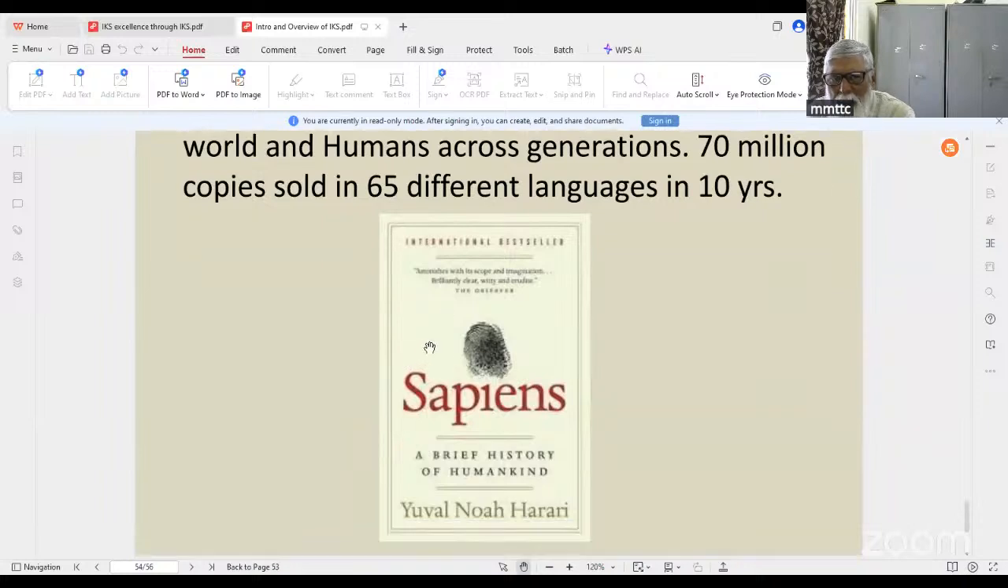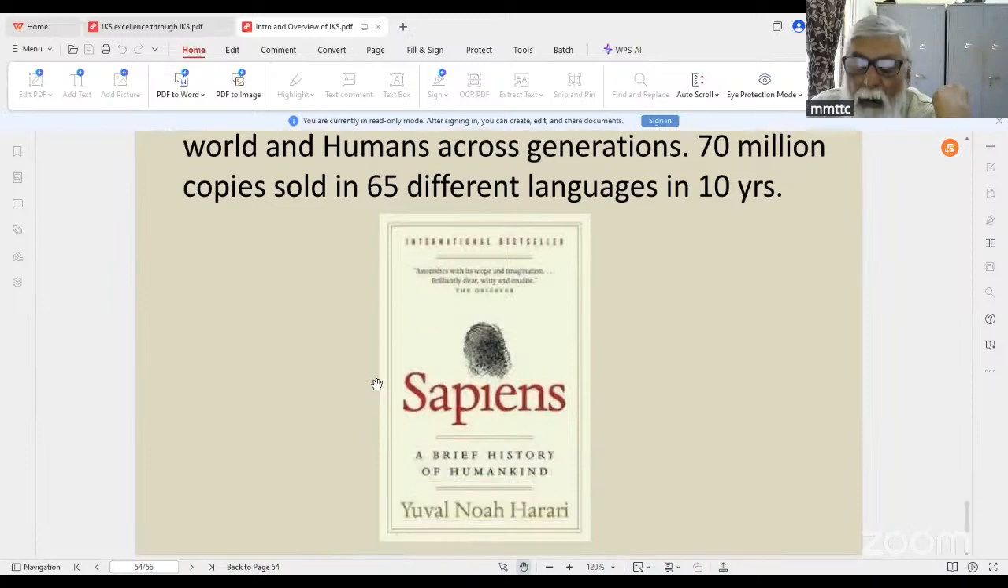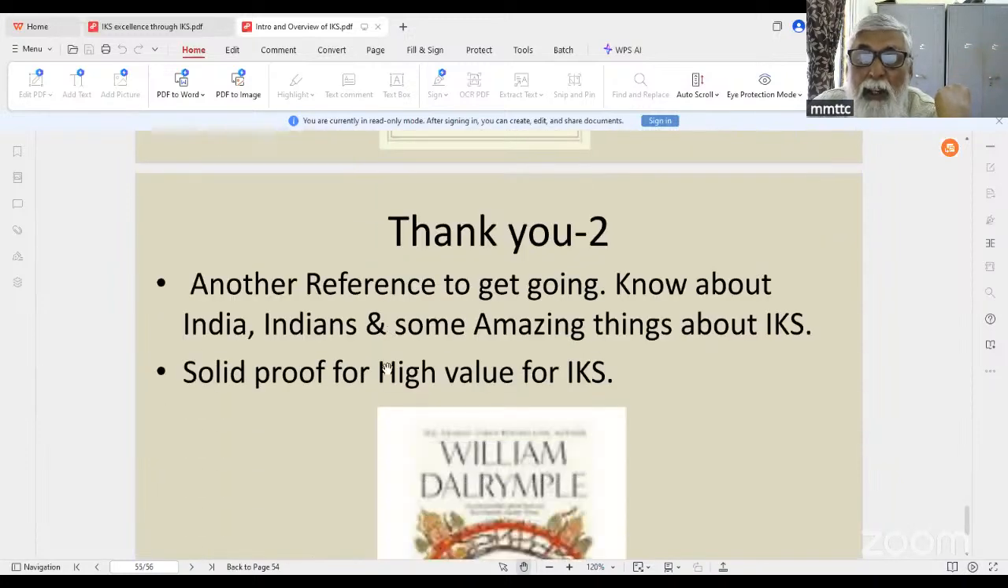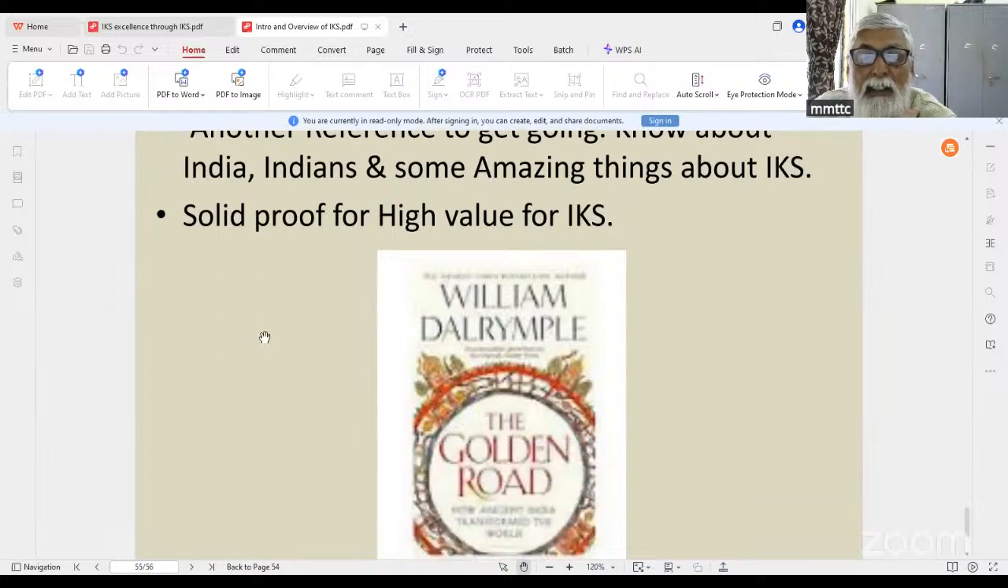It tells us about humanity, about the world and humans across generations for the last 2 million years, how humans have been and why they evolved like this, which also relates to what kind of knowledge systems they were using. And in particular, this is one of the best readings in the world to know about India, know about Indians, and some amazing things about IKS. This is a very good proof.